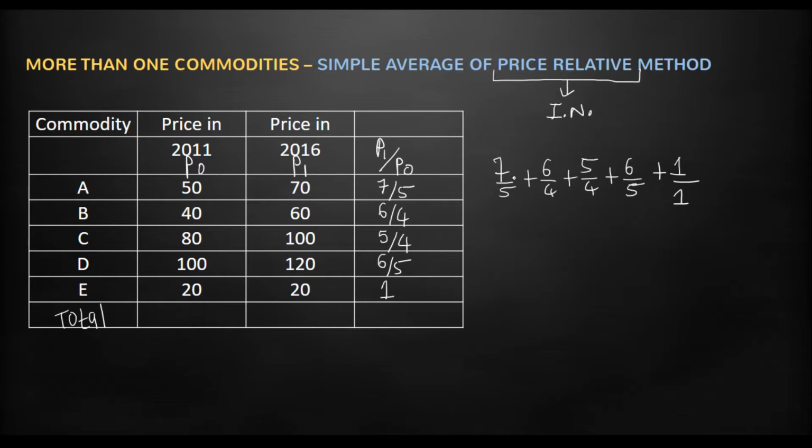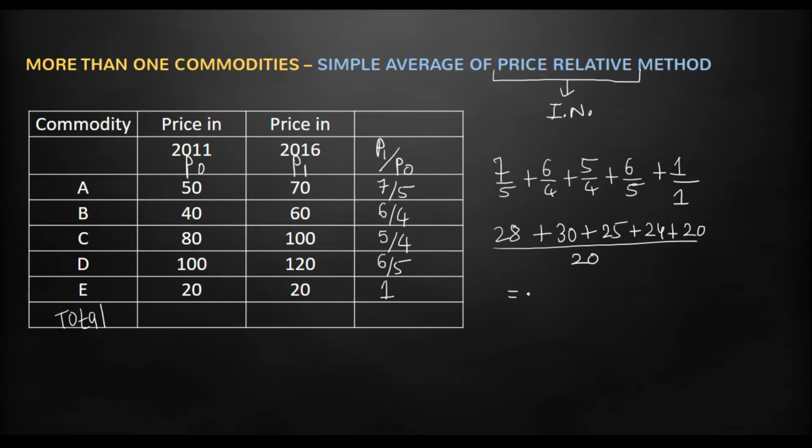So let us make all the denominators 20. If I want to make it 20, then I have to multiply the denominator and numerator both by 4. So this will become 28 by 20, plus here it will become 30, plus here it will become 25, here it will become 24, and here it will become 20 divided by 20, right? So this is how we can find the total of it.